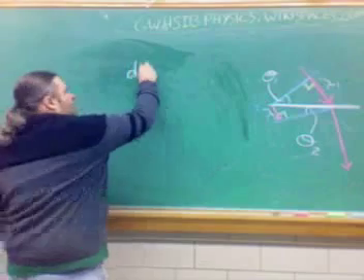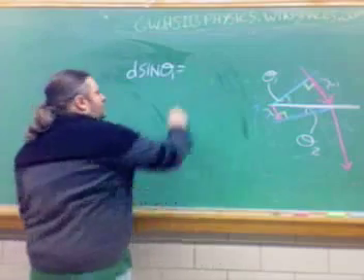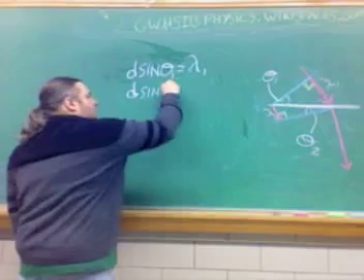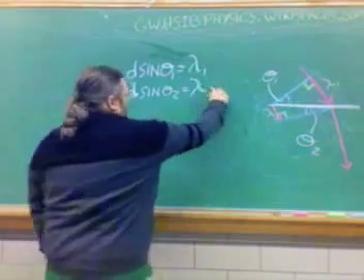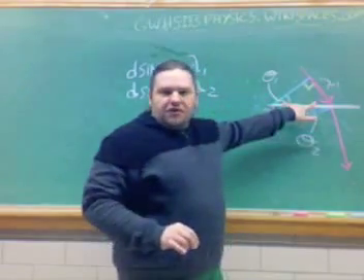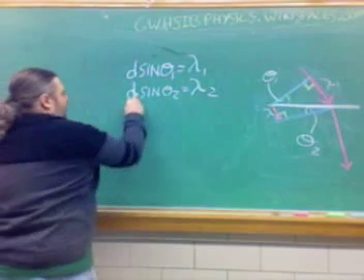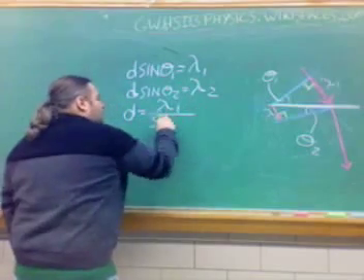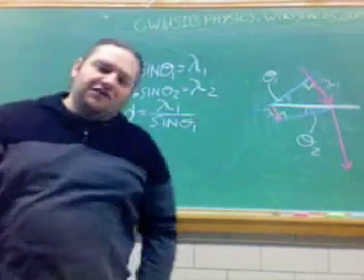I'm going to say d sine of theta 1 is equal to wavelength 1. And I'm going to say d sine of theta 2, not wavelength 2, is equal to wavelength 2. Okay? Now this d and d is this piece. It's equal. And d is equal to each other. So just looking at the top one, I get the equation of d equals wavelength 1 over sine of theta 1.